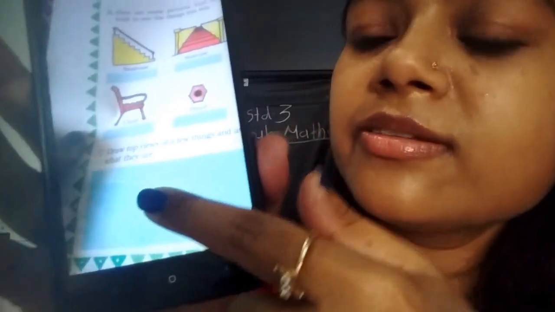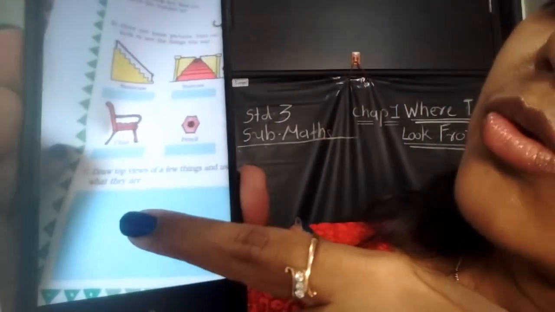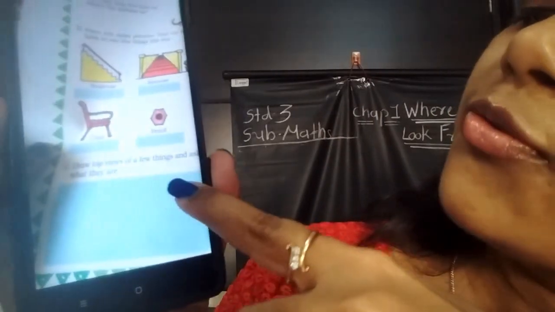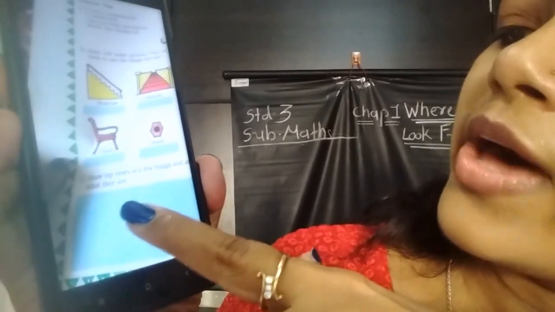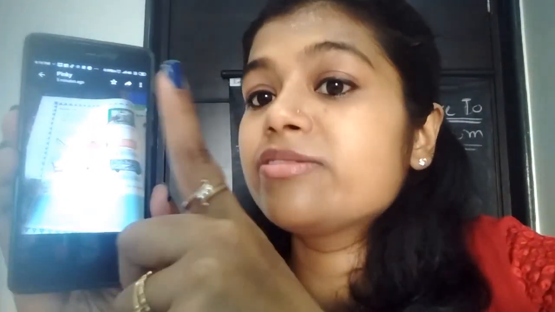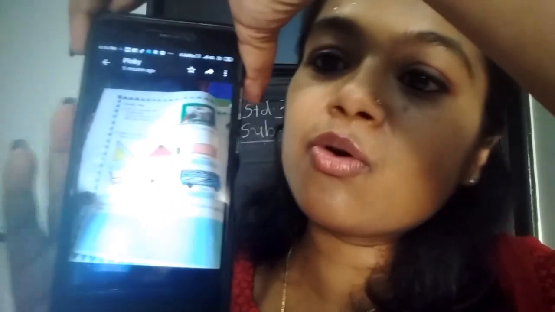Look at the next exercise. Your next exercise is exercise C, where you have to draw the top view of a few things and ask your friends to guess what they are. This is the exercise that you have to do yourself. Try to draw the top view of a few things and ask your friends and family members to guess which thing you have drawn. This is the homework exercise.